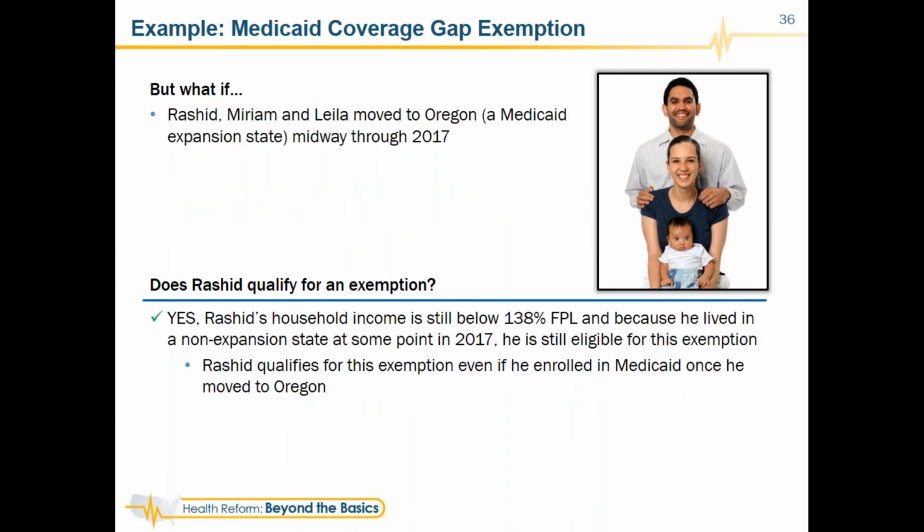So what if they moved to Oregon, which is a Medicaid expansion state, midway through 2017? He can still qualify for the whole year because he lived in a non-expansion state at some point in the year, and he had income below 138%. So he would still be eligible for the exemption.